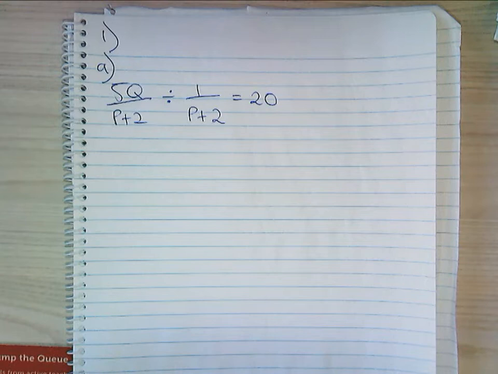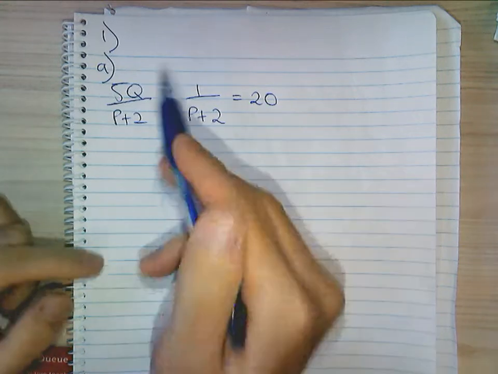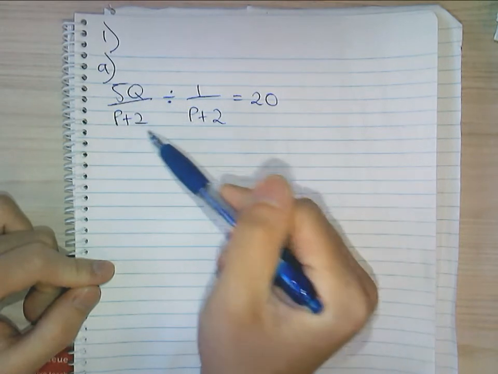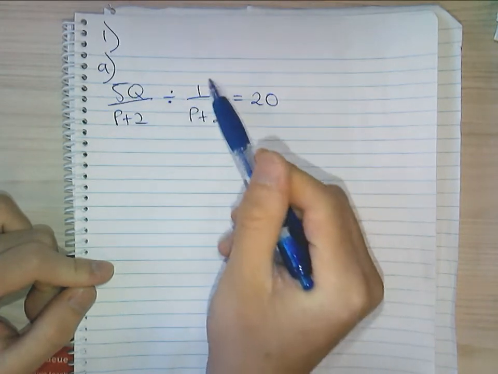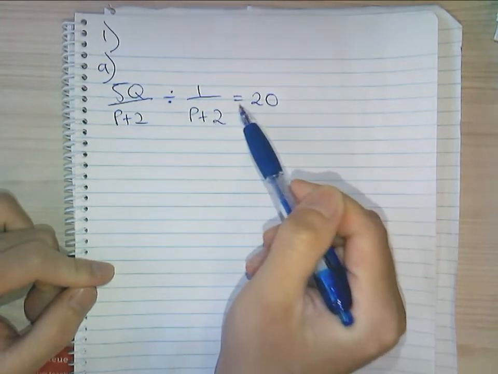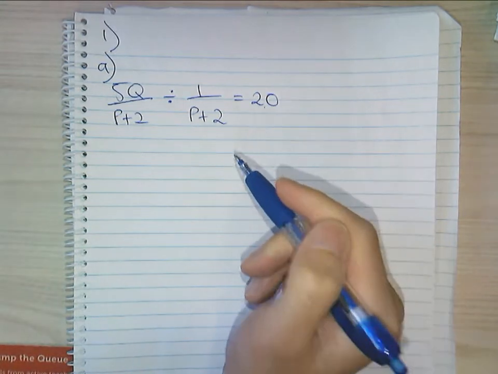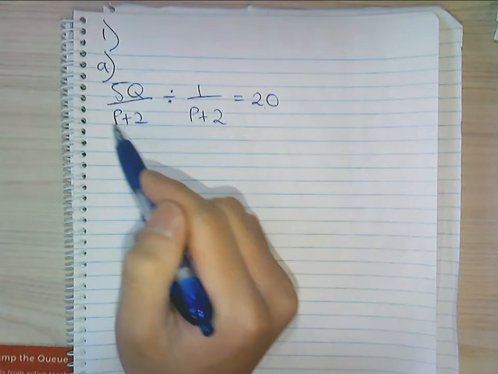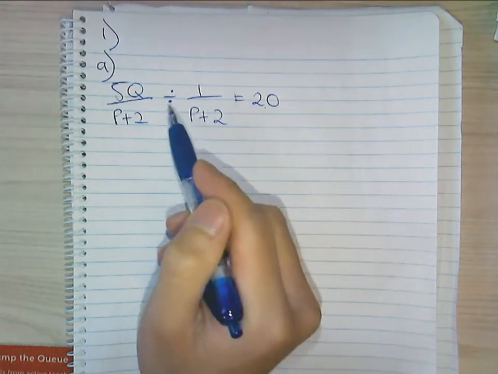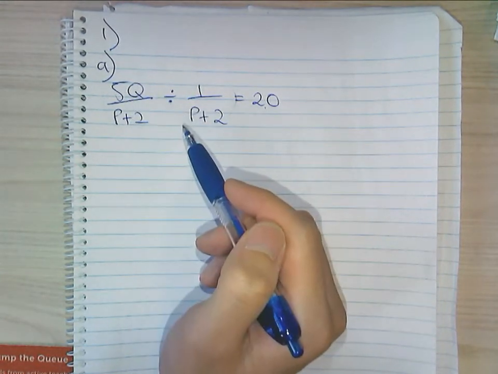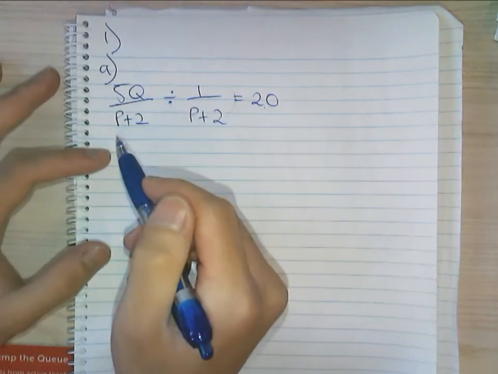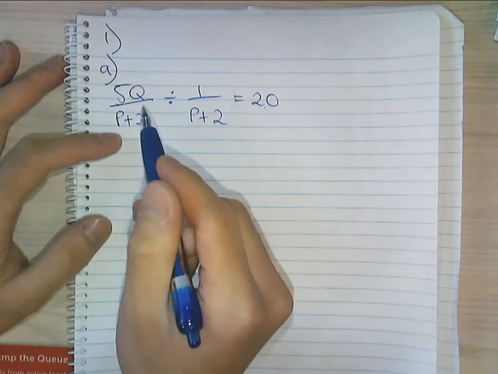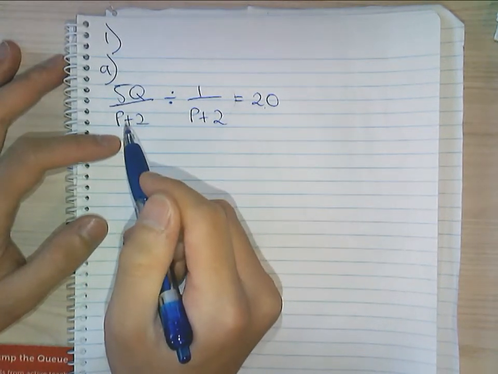Alrighty, so here's our very first problem for the semester. We've got a fraction here, 5q over p plus 2, which is divided by another fraction, 1 over p plus 2, is equal to 20. And our job is to solve for this problem. Whenever I have a fraction divided by another fraction, I often convert this into a multiplication problem. So how do I do that? I'll wait until you catch up writing all this.